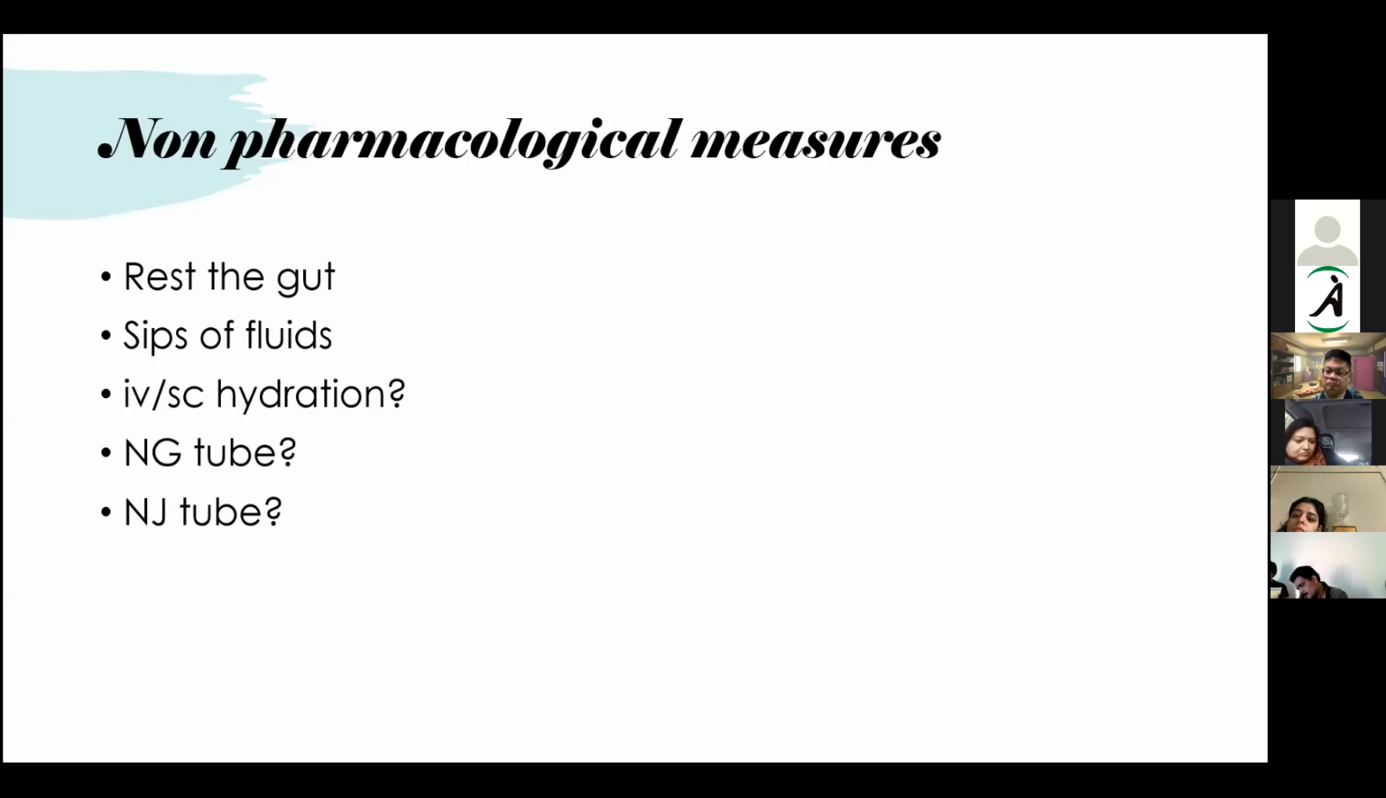IV and subcutaneous hydration can be an option at that time. But if the patient is terminal, nearing death, hydrating the patient may not be beneficial. But if it's a young patient, with a single site of obstruction, and we are expecting a good prognosis, hydration is definitely an option. Whether to keep a nasogastric tube is another option. The idea of keeping an NG tube in a bowel obstruction, especially, will be to decompress the stomach.